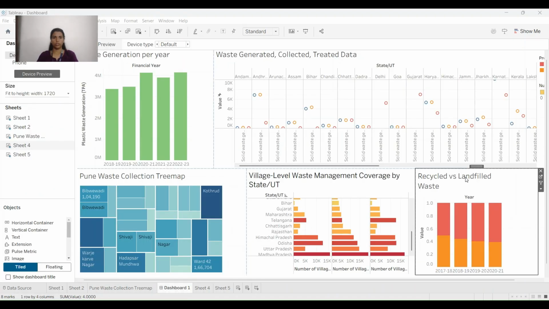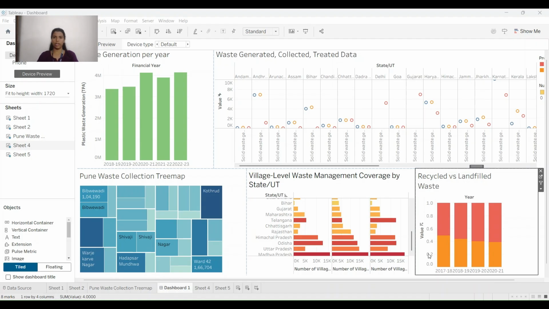Back to the dashboard. Next is recycled versus landfill waste. It is a stacked bar chart that compares recycled waste and landfill waste over different years. On the horizontal axis, we have the years from 2017 to 2021. On the vertical axis, we have the value, which is represented as a proportion of total waste.